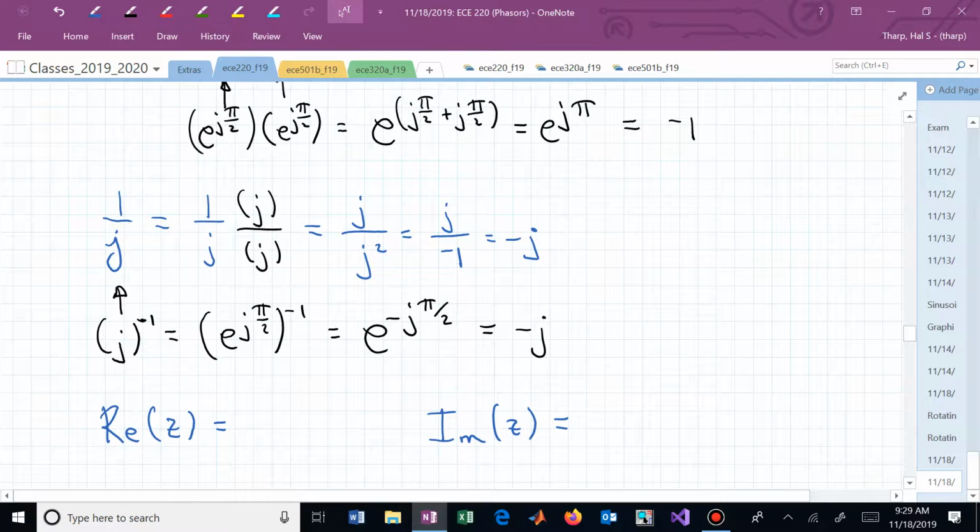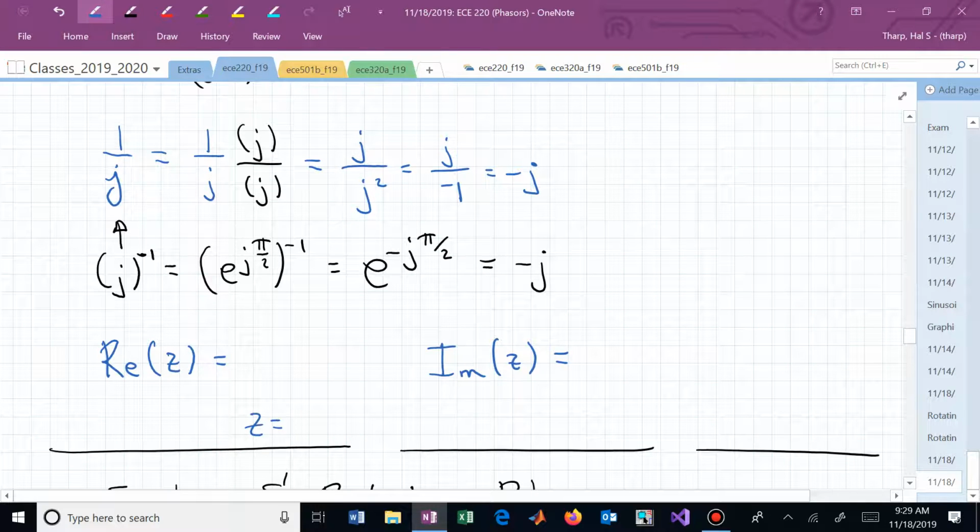That's the rationalization or reasoning behind 1 over j being minus j, and we'll just do that routinely. If we now have a j sitting in the denominator with a real component, then you have to incorporate the real part. Now the real part of z, if z is x plus jy, we now have that as x, and the imaginary component is y.